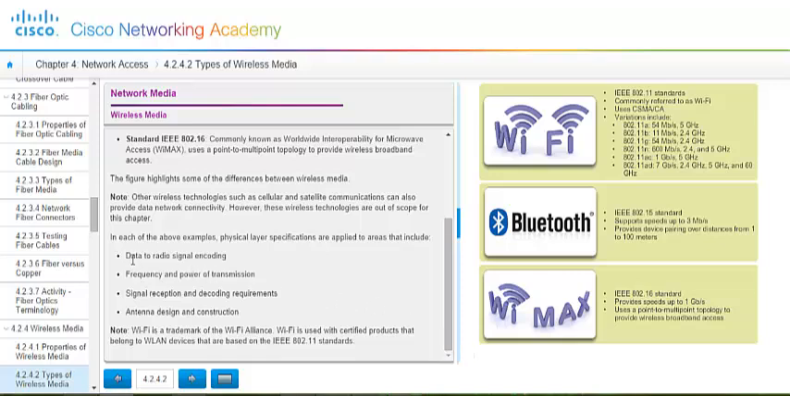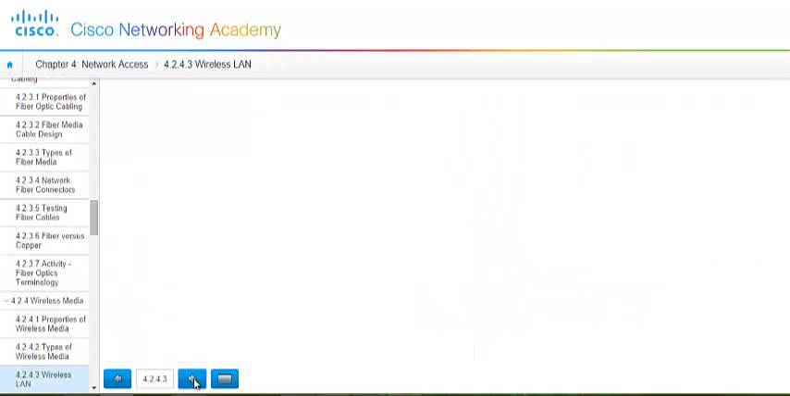Your data to radio signal encoding, your frequency and power of transmission, your signal reception and decoding requirements, and your antenna design and construction are all laid out in those standards.